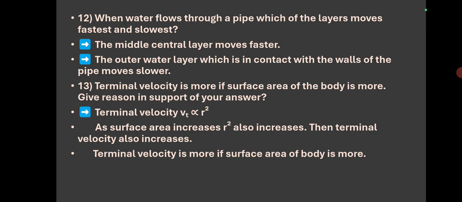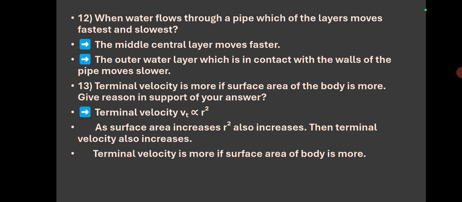When water flows through a pipe, which of the layers move fastest and slowest? The middle central layer moves faster, and the outer layers, which are in contact with the walls of the pipe, move slower.